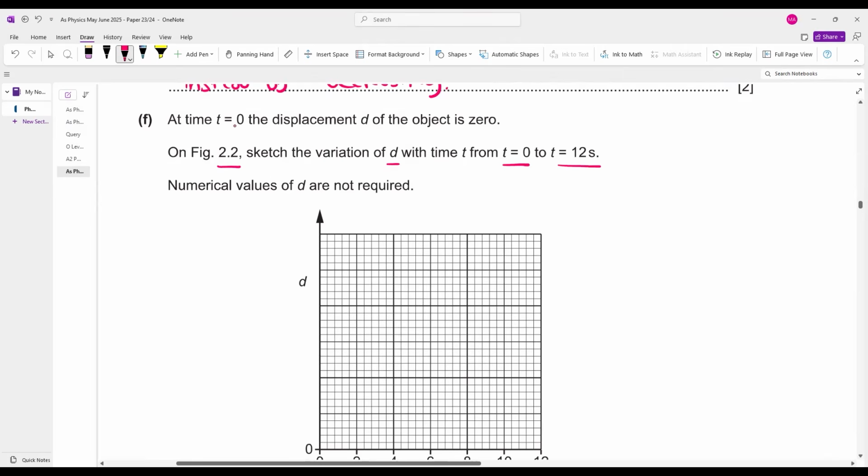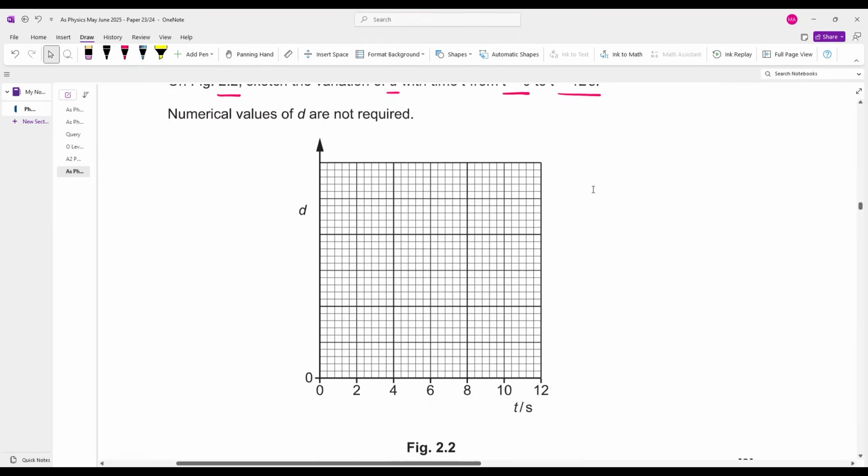You have to draw the displacement-time graph from time t equals 0 till time t equals 12 seconds. First of all, let's recall one thing. Gradient of a displacement-time graph is equal to velocity. Please, for the love of God, remember this.